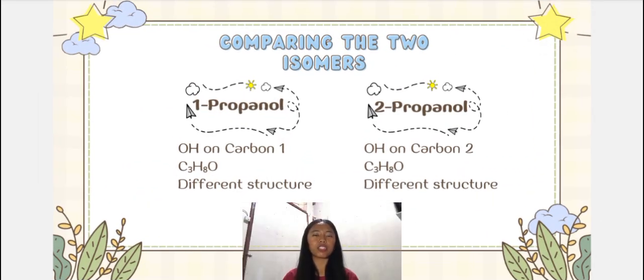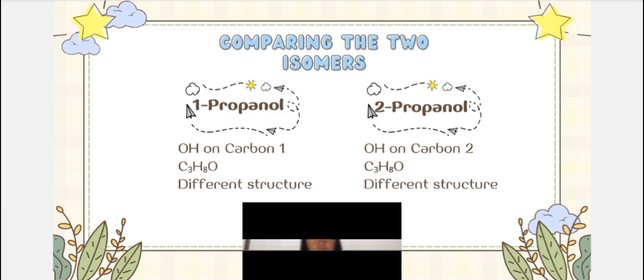Next is comparing the two isomers. Both have the same molecular formula, which is C3H8O. The difference is that 1-propanol has the OH group on carbon 1, while ang 2-propanol kay naa siya'y na-attach siya sa OH group sa ikaduha siya nga carbon. Because their atoms are connected differently, they are called constitutional isomers.